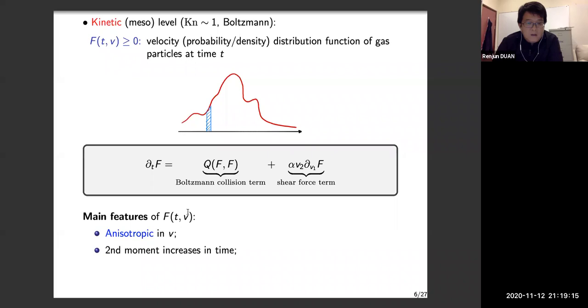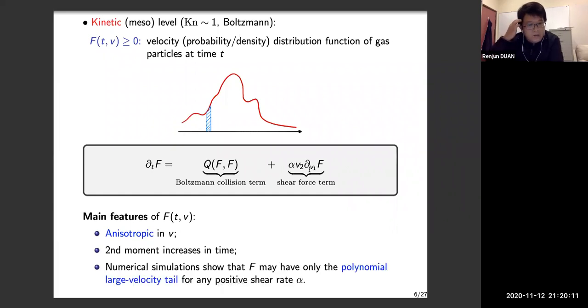And then the second thing is, if you look at the time evolution of the second moment, for instance, the energy of this system, you will see that the Boltzmann collision conserves the energy. And usually this shear force will produce additional heat flux, and that will change the energy of the system. Actually, in the end, this kind of shear force will increase the energy. And mathematically, this can be proved later in case this shear strength alpha is suitably small.